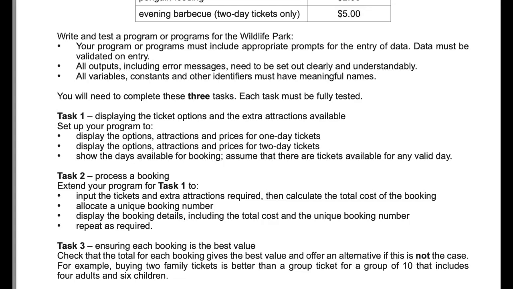Okay, so that is the first part of that pre-release question. Here, the first bullet point, we're inputting the tickets and extra attractions required. And then we need to calculate the total cost of the booking. So that's what we're going to do next. The second part of this one here, it says then calculate the total cost of the booking.